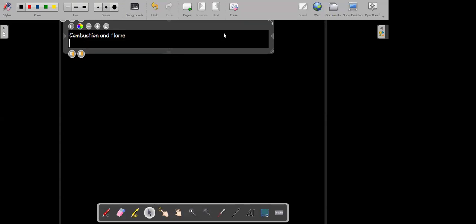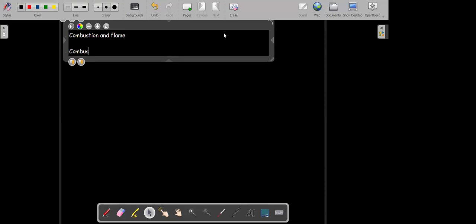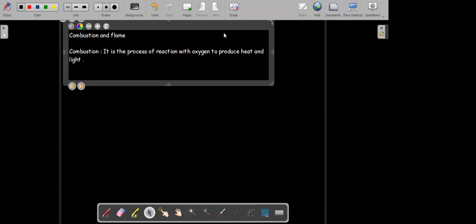It is the process of reaction with oxygen to produce heat and light. And in the last class, we had seen some combustible and non-combustible substances. So what are combustible and non-combustible substances? Combustible substances are those which can produce heat and light. Combustible ones are luminous and there are no end products, and non-combustible ones are those which won't burn and have end products.